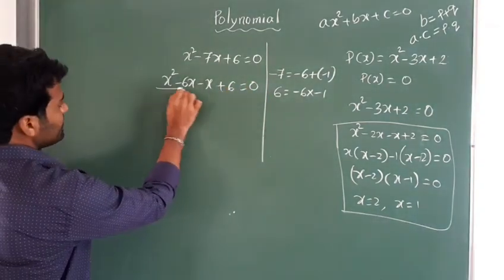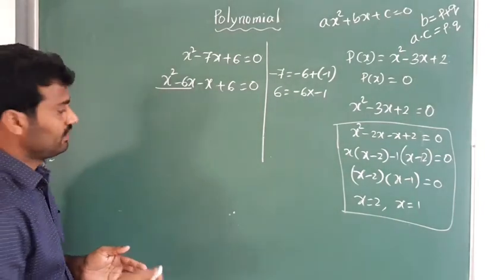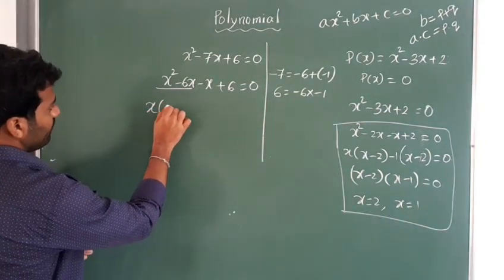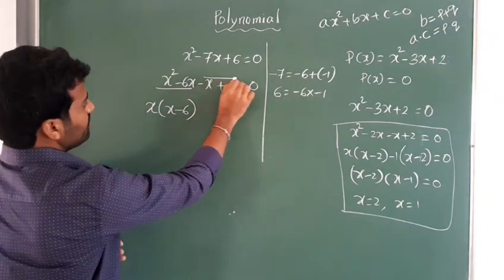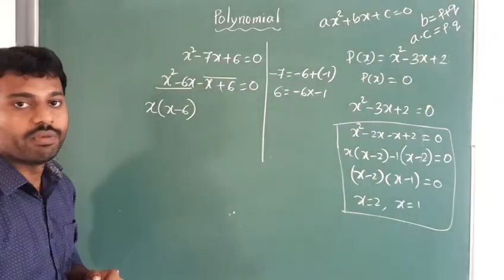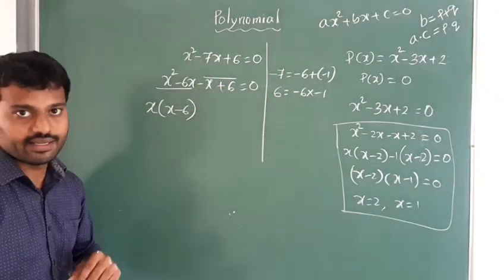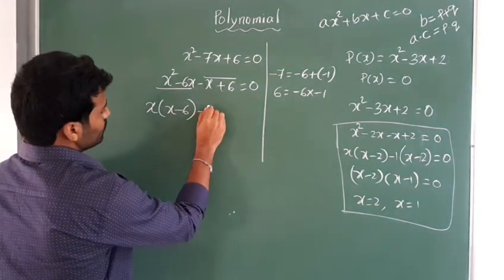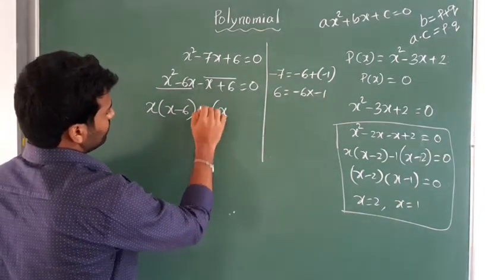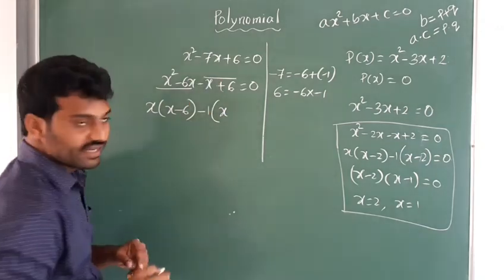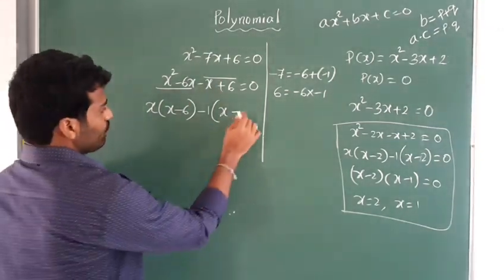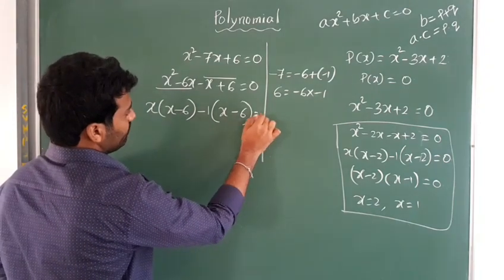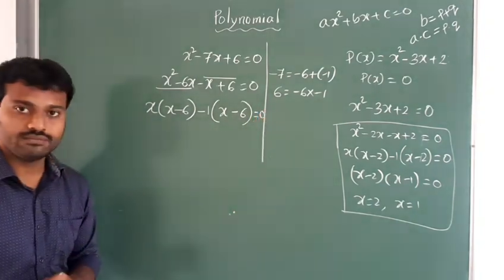Now from these terms, what can I take common? I can take x common. The remaining is x minus 6. Now from these two terms, what can I take common? Here I can take minus 1 common. Clear or not? So minus 1 into x, minus 1 into minus 6, which is plus 6, is equal to 0.